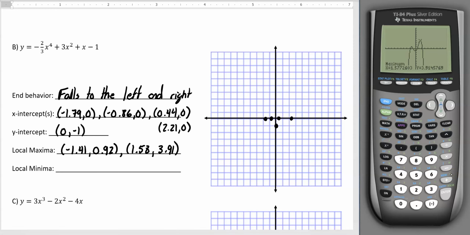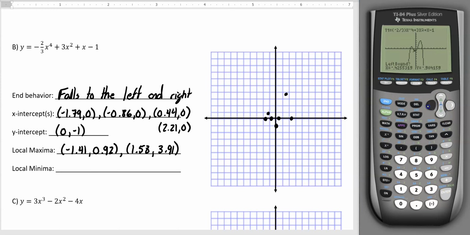Okay, so negative 1.41, 0.92, so not even all the way up there. And then 1.58 to 3.91, so almost to 4, but not quite. There we go. Okay, now the last thing we need is our minimum here. So second calc, our local minimum.